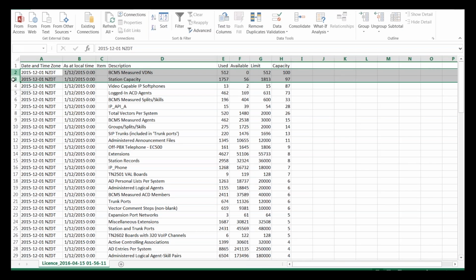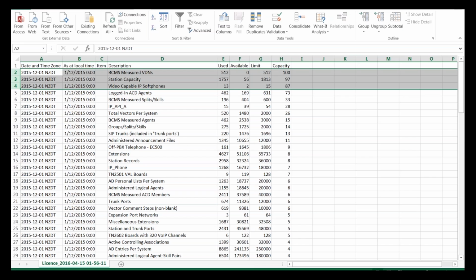So we can see here, from a service management perspective, I highlight these three. They're looking pretty close to being exhausted. We can see that with this customer they have no remaining BCMS measured VDNs. Their station capacity is at 97%, and their video capable IP softphones is 87%. So they're really in a situation where they need to start thinking about budgeting for an expansion of those licenses.